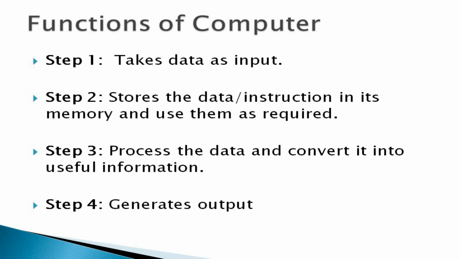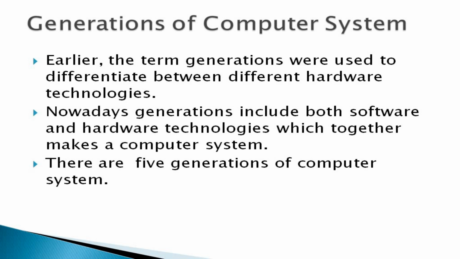Next, here is the function of computer. That is nothing but what we have already discussed, that it takes the input, it stores the data and instructions in its memory and uses them as and when required. It processes the data and converts it into useful information, and it generates the output. So this is the basic functionality of the computer system.